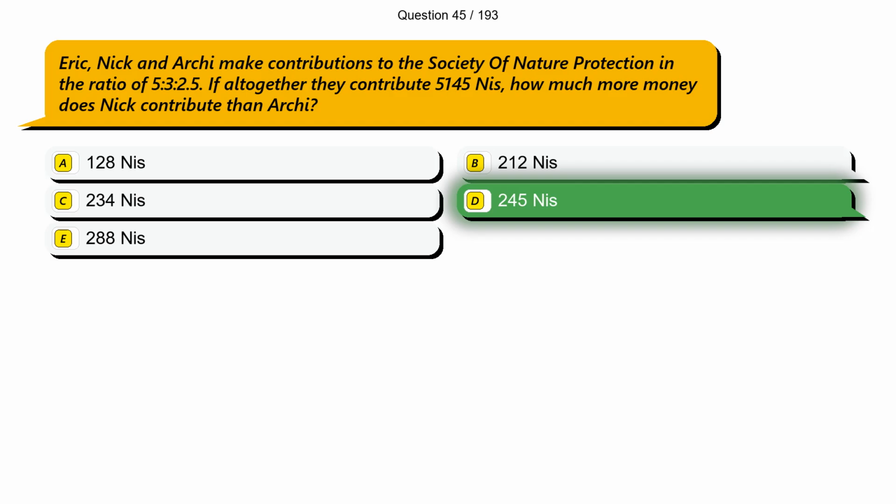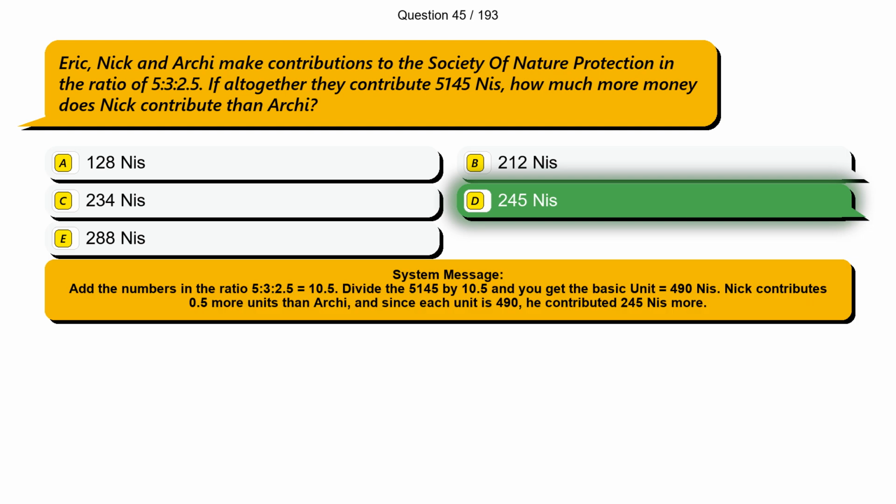The correct answer is option D, 245 NIS. Add the numbers in the ratio 5:3:2.5 equals 10.5. Divide the 5,145 by 10.5 and you get the basic unit equals 490 NIS. Nick contributes 0.5 more units than Arka, and since each unit is 490, he contributed 245 NIS more.